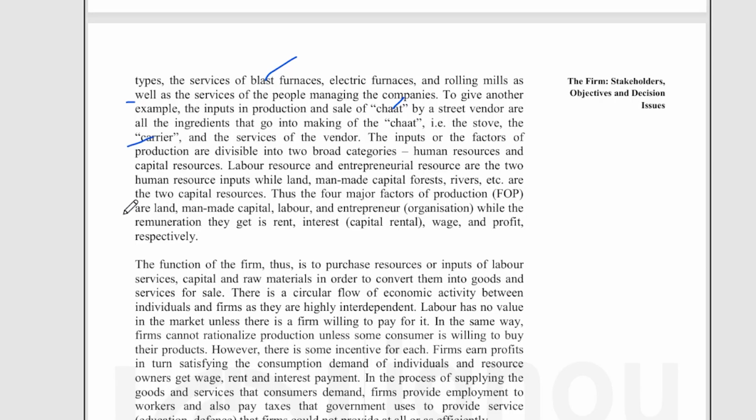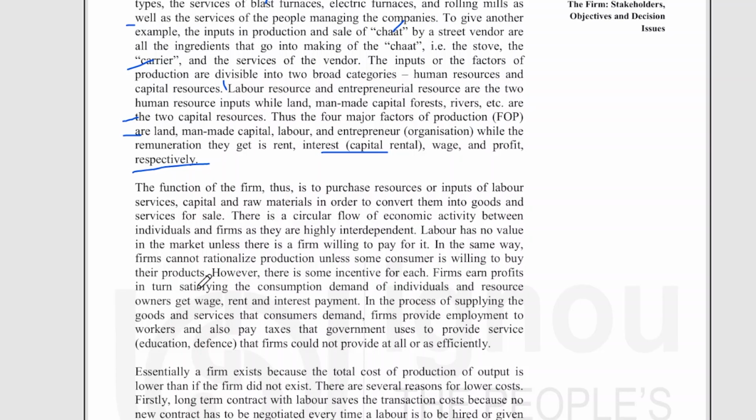The inputs or factors of production are divisible into two broad categories, human resources and capital resources. Labor resources and entrepreneurial resources are the two human resource inputs, while land, man-made capital, forests, rivers, etc. are the capital resources. Thus, the four major factors of production are land, man-made capital, labor, and entrepreneur, while the remuneration they get is rent, interest, wage and profit respectively.